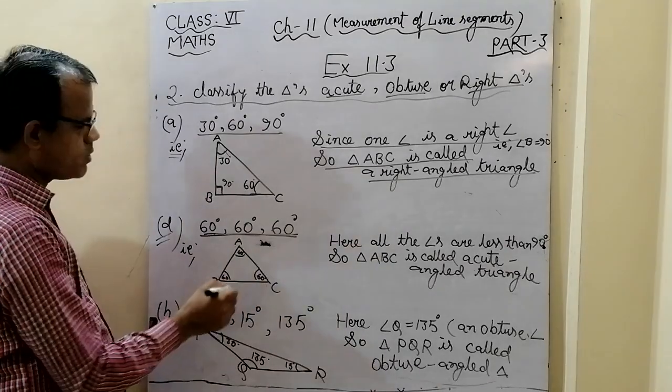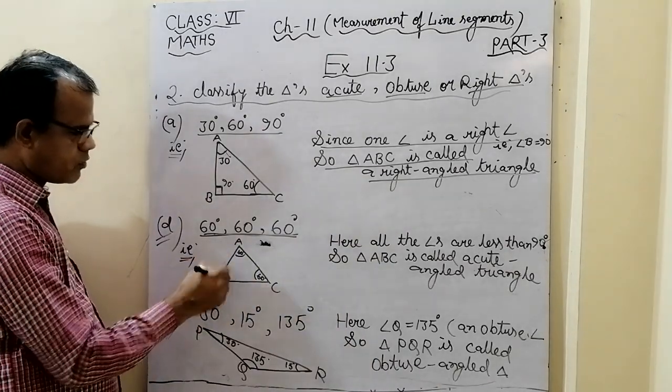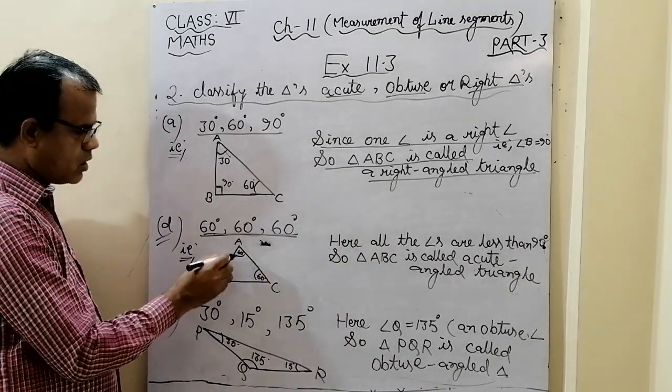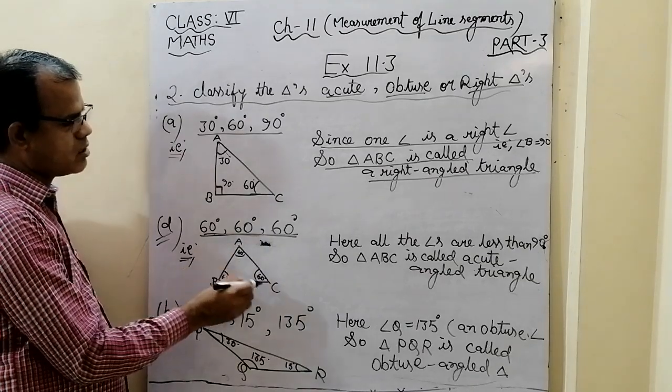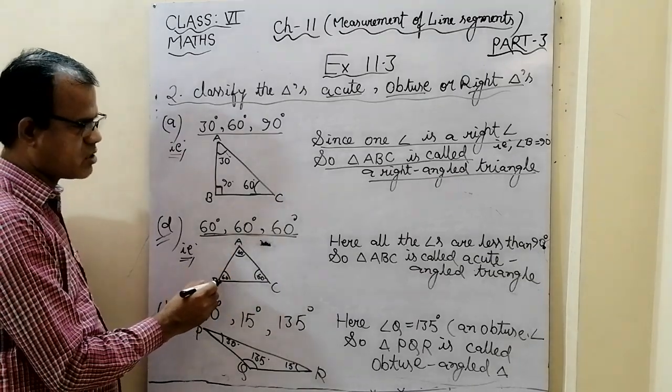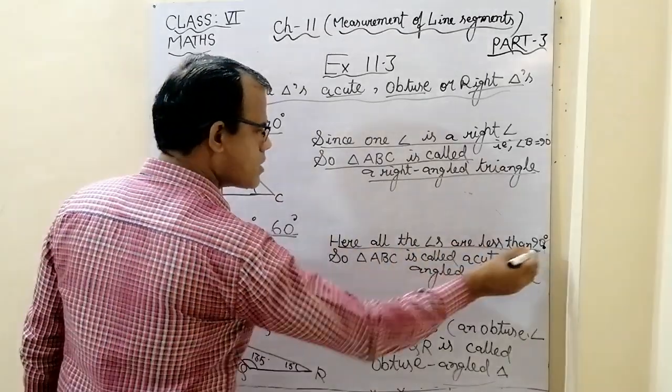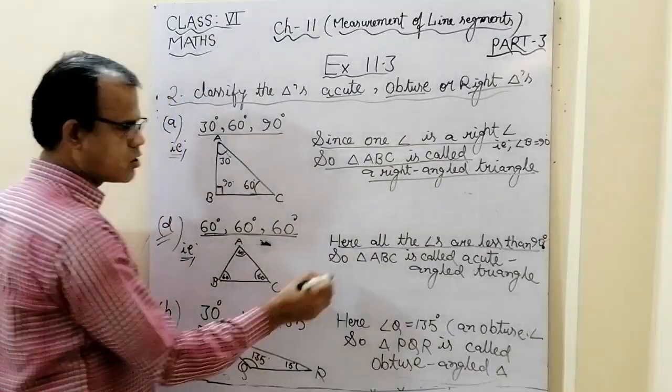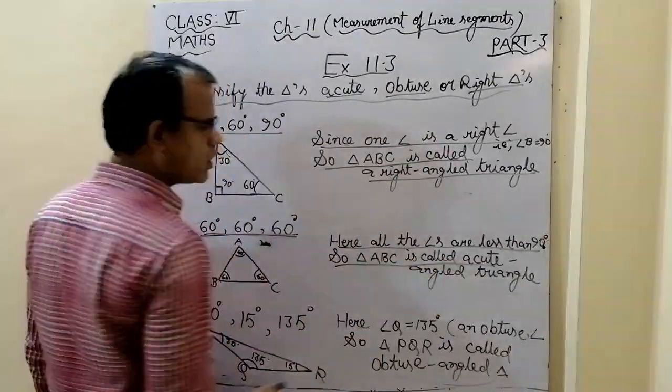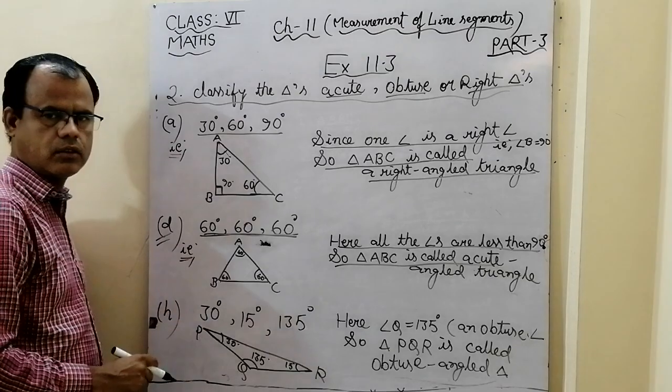So in triangle ABC, we draw this rough figure ABC. Here you can see angle A 60 degree, C 60, B 60. Here all the angles are less than 90 degree. So triangle ABC is called acute angle triangle. Clear?